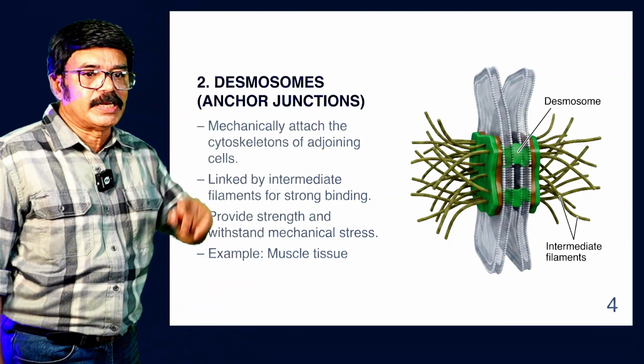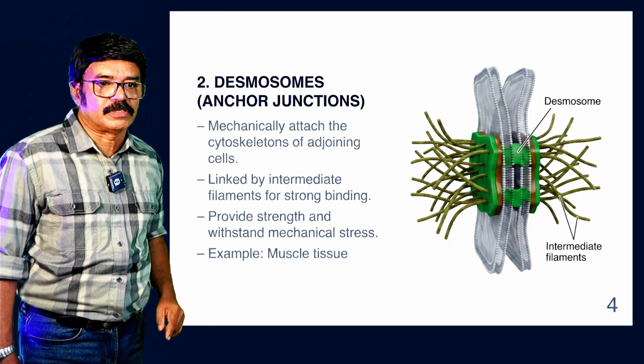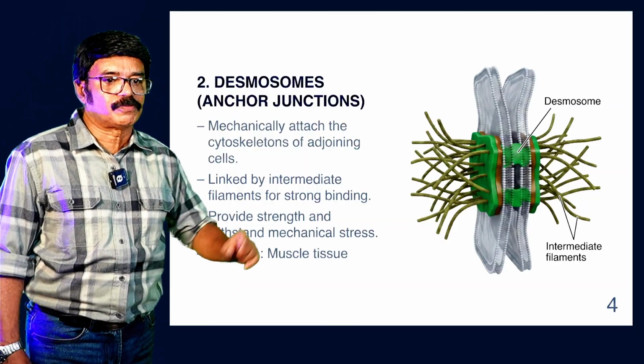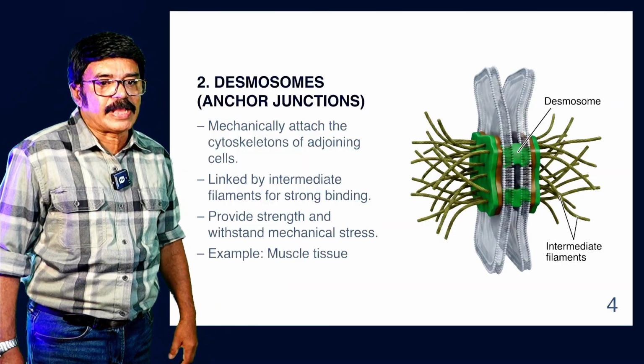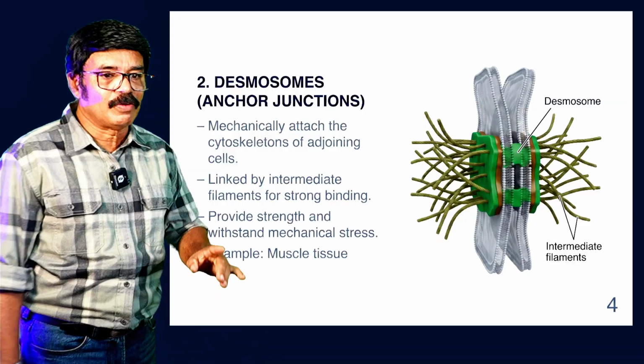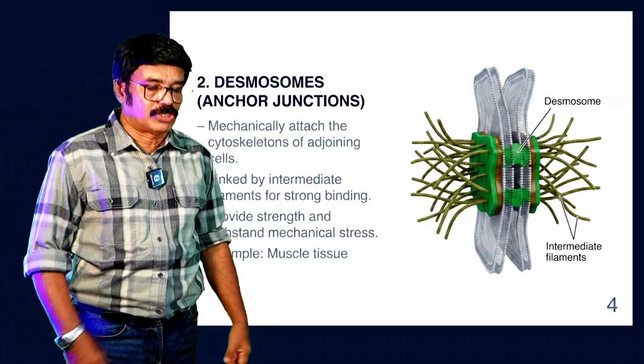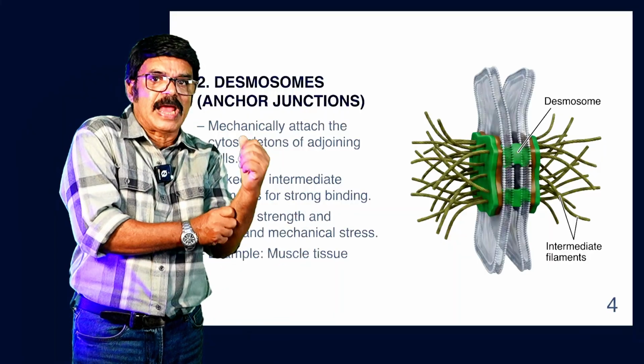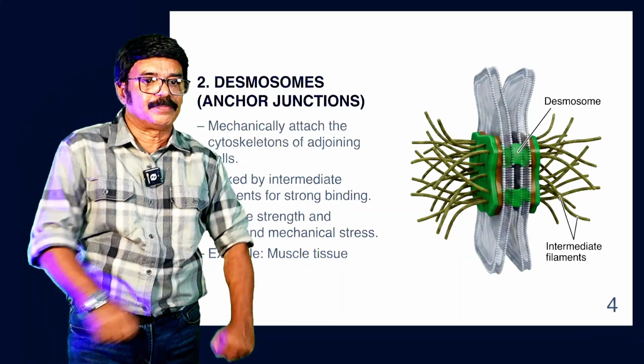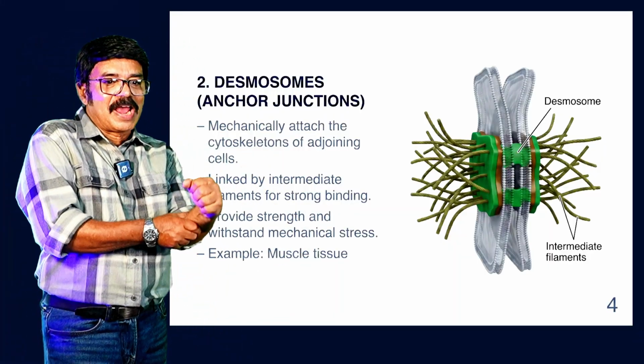Desmosomes mechanically attach the cytoskeleton of adjoining cells, linked by intermediate filaments for strong bonding, to provide strength and withstand mechanical stress. Withstand mechanical stress.